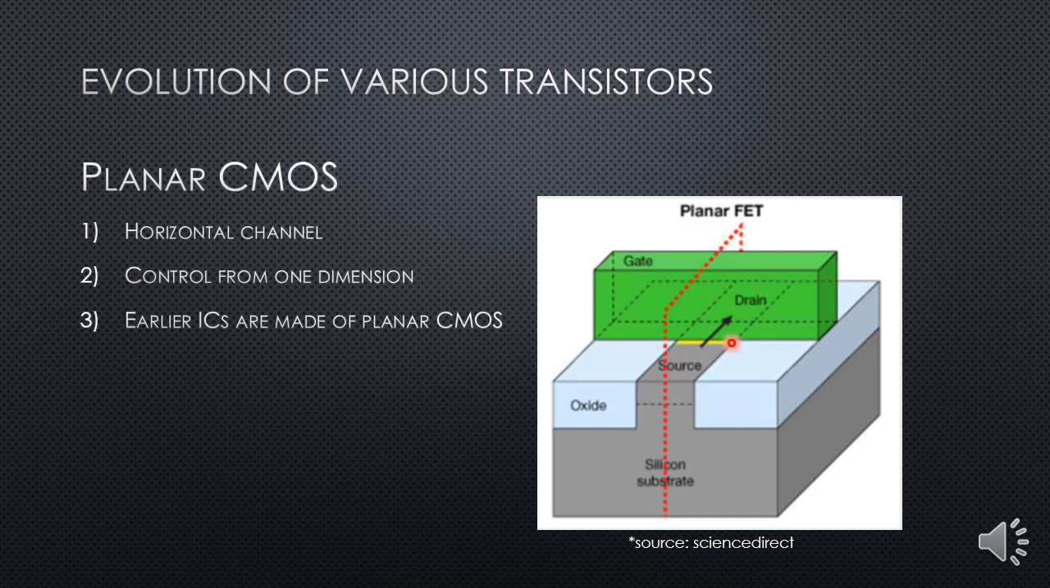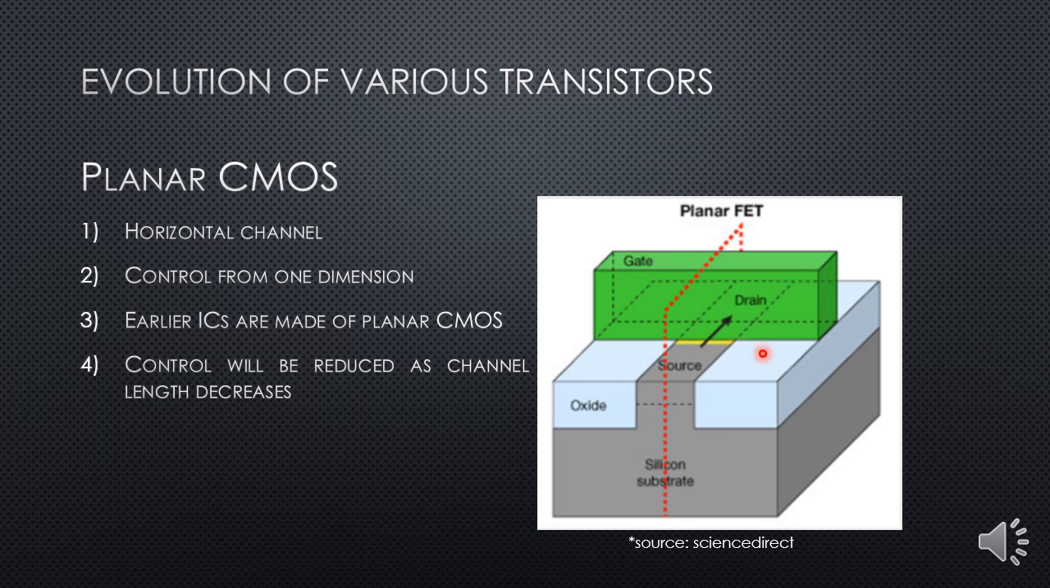Most of the earlier ICs are made up of planar CMOS. But what happens as the technology node is shrinking? For those who are new to this, based upon the channel length, we decide which technology node it is. You might have seen 180 nanometer to 50 nanometer technology nodes. That is nothing but the channel length which we have. Based upon the channel length, we say the technology node. So if the technology node is shrinking, the channel length is reducing.